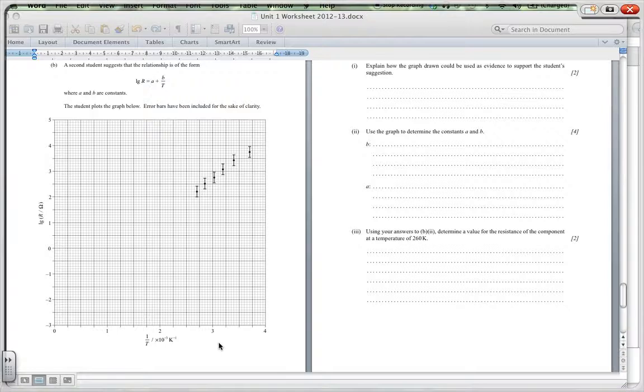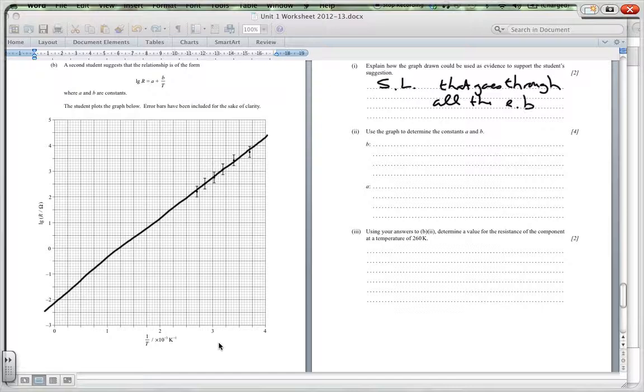Going on from there, explain how the graph drawn could be used as evidence to support the student's suggestion. Well, can we draw a straight line that goes through all the error bars? I think you probably can. Now you would be able to do this much better because you could have a ruler, but we can draw a straight line that goes through all the error bars.